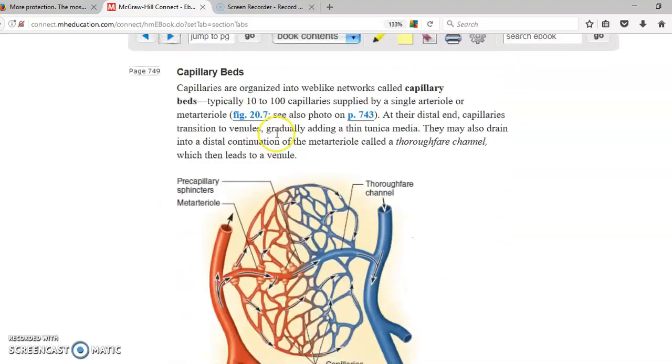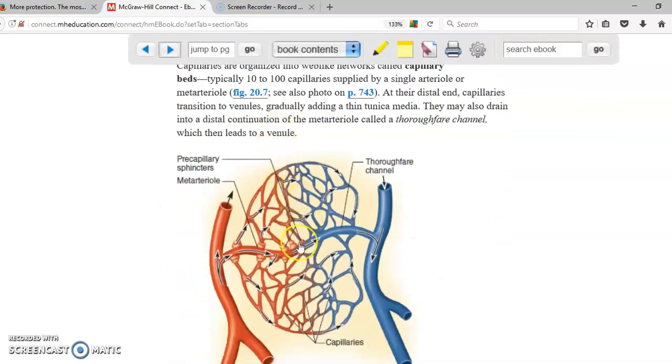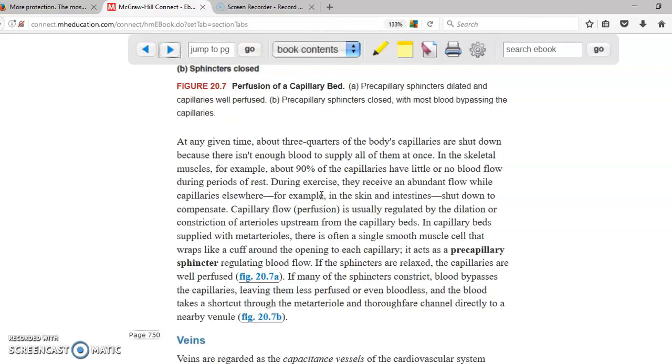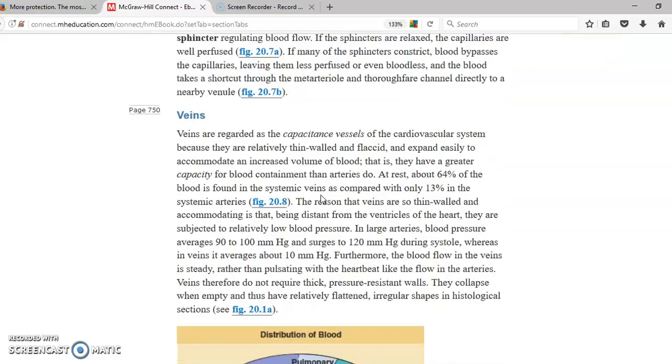So after that we have capillary beds, which are the set of capillaries that you're going to find in between the venule and the arteriole. So the blood flows this way and it goes through the capillaries, from the capillaries to the cells, and from the cells to the capillaries. So let's keep going down, and we can see now the veins.